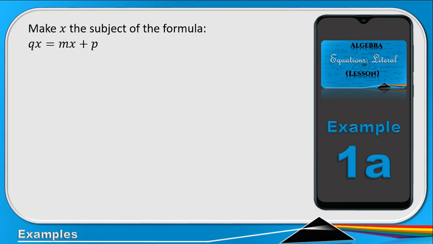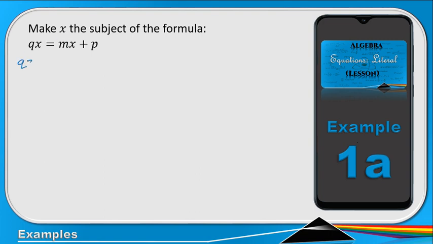So in this case, we have an equation that says qx equals mx plus p, and it says we have to make x the subject of the formula. Now all of these q, m, p just represent numbers. So if we had a normal linear equation, like maybe 2x equals 3x plus 4, then what we would do to solve for x is start by taking all your variable terms, all the terms that contain x, to the left hand side.